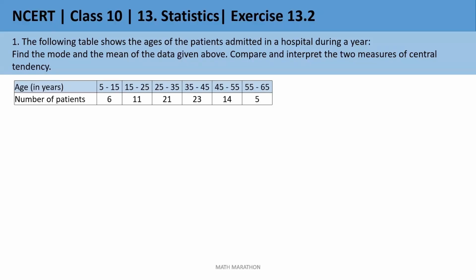The following table shows the ages of the patients admitted in a hospital during a year. Find the mode and the mean of the data given above. Compare and interpret the two measures of central tendency. We have a table with age and number of patients. I have highlighted the class. I have highlighted the frequency.